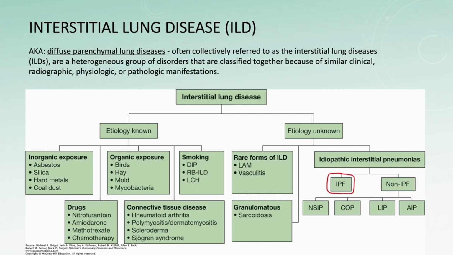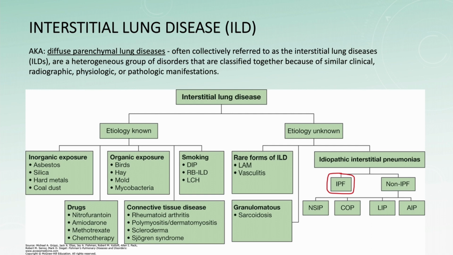Okay? Let's look at it from another perspective, kind of a bird's eye view again. So interstitial lung disease is also called diffuse parenchymal lung diseases. There's two names for it. And it refers to disorders that have similar clinical, radiographic, physiologic, and pathophysiologic manifestations, and it's within the lung itself, so in the interstitium, okay?